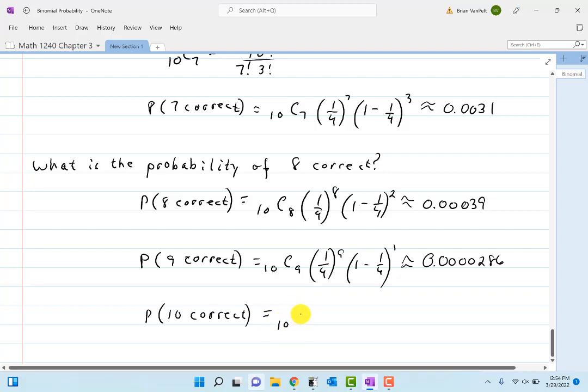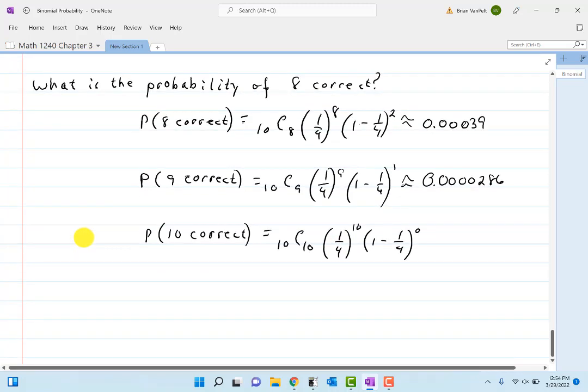So that is going to be 10C10 times 1/4 to the 10th times 1 minus 1/4 to the 0. And remember what I told you before. 10C10 is equal to 1. 1 minus 1/4 to the 0 is also equal to 1. This has the lowest possible probability of happening because you're taking 1/4 to the highest possible power that you can, and that's the smallest decimal of all of them. So anytime you take a decimal that is between 0 and 1 and you raise it to higher powers, the number gets smaller and smaller. Anyways, I'll let my calculator do this one.